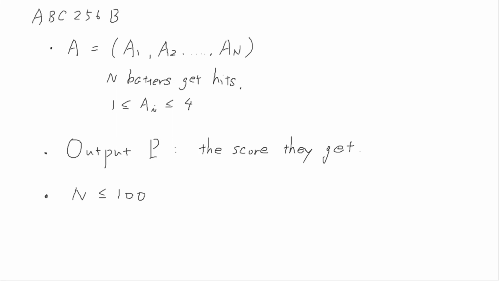So here's the problem. Let's think about baseball. We have n batters and they get hits in one inning. For each a_i, it is the number of bases that he reaches. So for example, if a_i is 1, the i-th batter hit a single. If a_i is 2, the i-th batter hit a double, and so on. Then what we want to do is to calculate the score P they get in the inning.